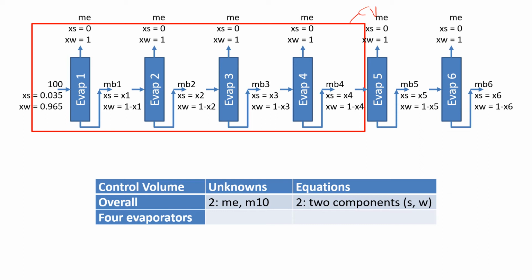I'd like for you to do the same thing that we did for the overall. Go around this control volume, identify all the unknowns associated with the streams that cross the control volume, and then identify the components that are in those streams. I think it's safe to say that there's only going to be two components, again, salt and water, so there's two equations we can write. But how have the number of unknowns changed? I'd like for you to take a moment to fill in this table by going around the control volume and identifying the unknowns associated with each of the streams that cross that control volume.